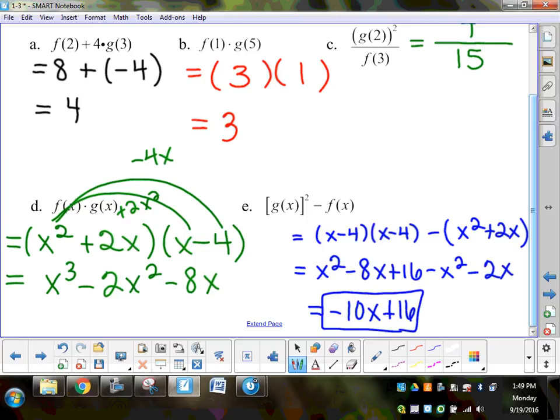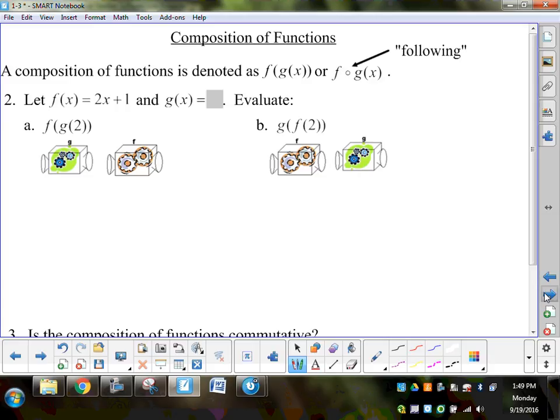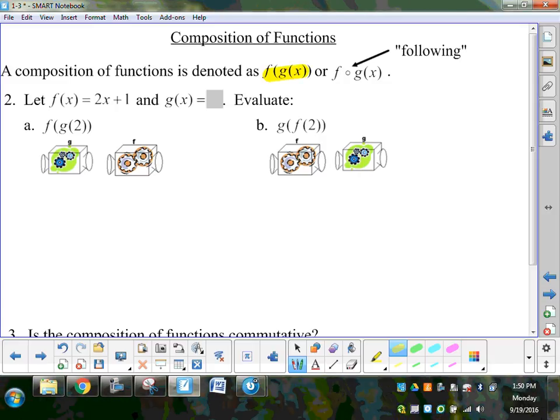So you can do it with numbers. You can go through and do it with the expressions themselves. This next piece, there's two ways that we can do these. These are called composition of functions. And what they are, you can give it either notation. The Regents uses both. If you're reading it, you go f of g of x, or f followed by g, or f following g. These two notations mean the exact same thing.